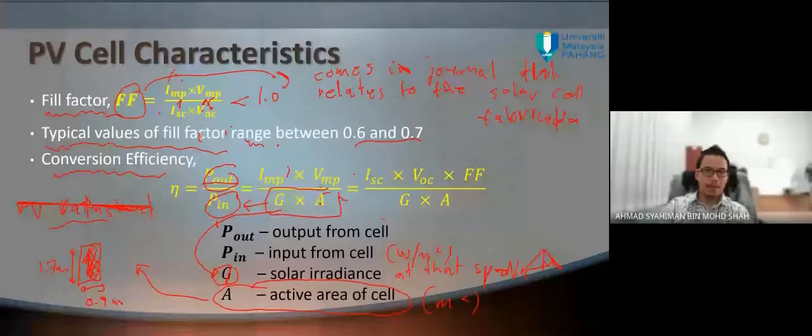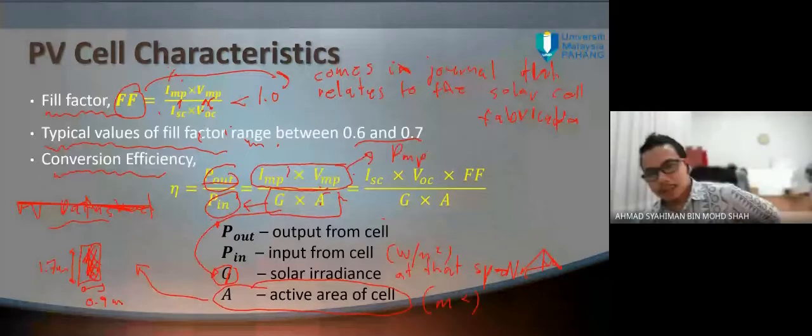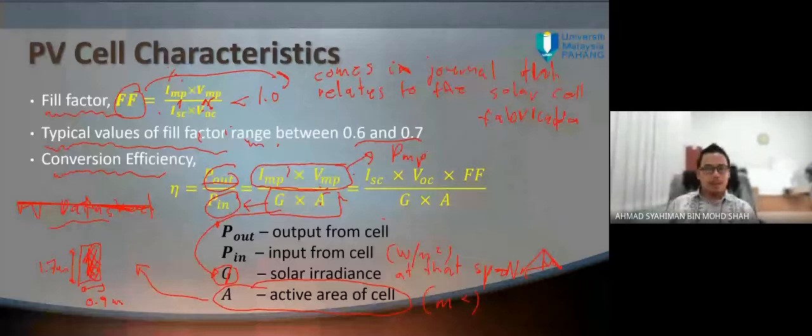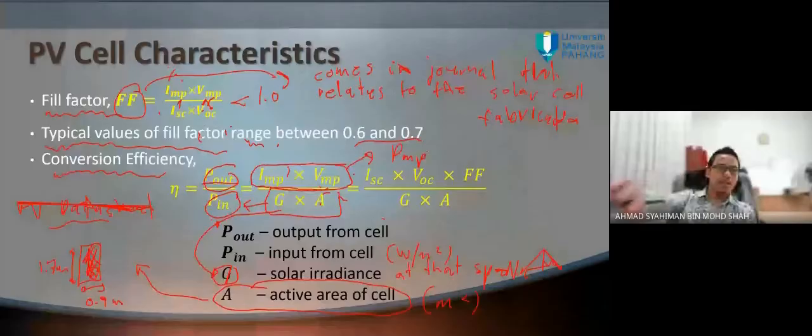Then the P out is the PMP, which is the IMP multiplied by VMP. This is also equivalent to PMP. So IMP multiplied by VMP, you get the PMP. Usually you just take the PMP value, enough. No need to look for the IMP and the VMP.